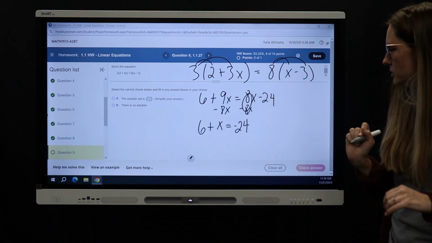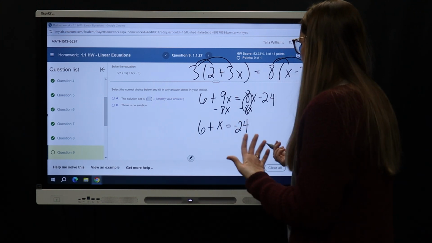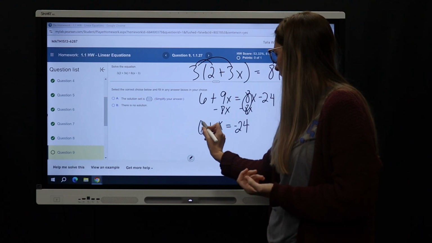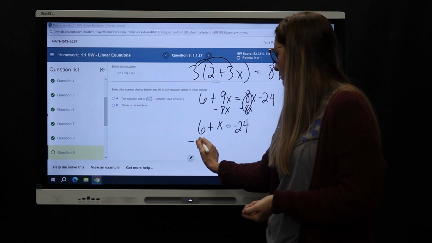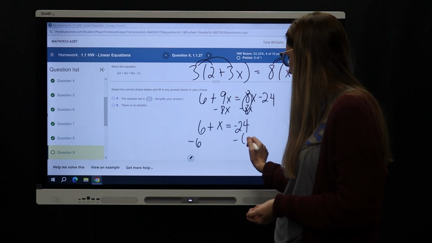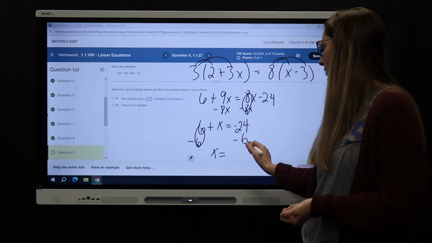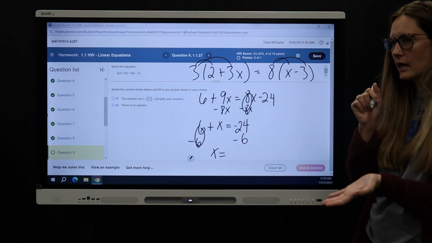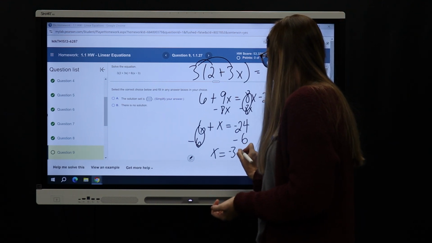I know some people that just really need to do that, and it's not going to affect you anyway if you need to write that 1. But x is over here, so I need to move this 6. It's positive, so we're going to subtract 6 to make that 0 over there. Here we have a negative 24 subtract 6. I spent $24, I spent 6 more, so it's going to be negative 30.